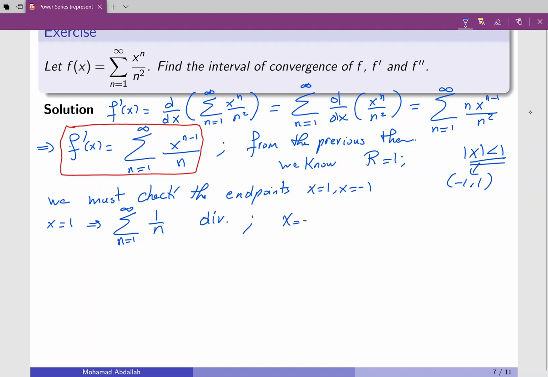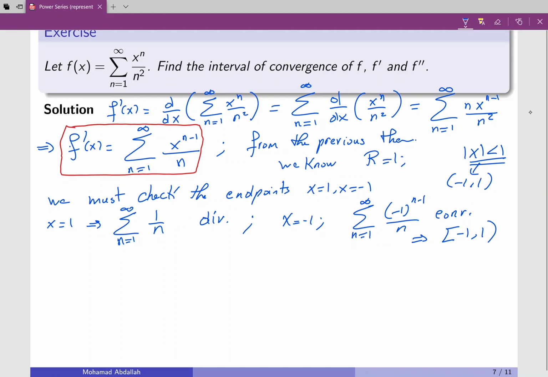Now when x equals -1, I get the sum from n equals 1 to infinity of (-1) to the n minus 1 over n. This is convergent by the alternating series test. So then the interval of convergence is going to be [-1, 1). You see, the radius doesn't change, but the endpoints may change. Sometimes they stay the same, sometimes no.